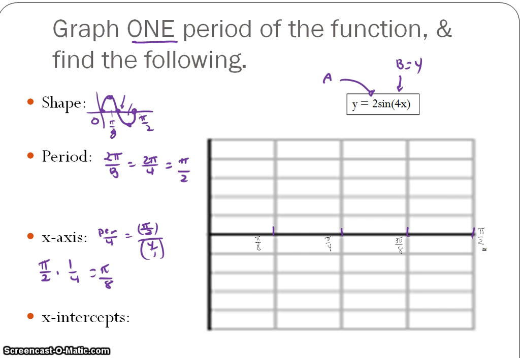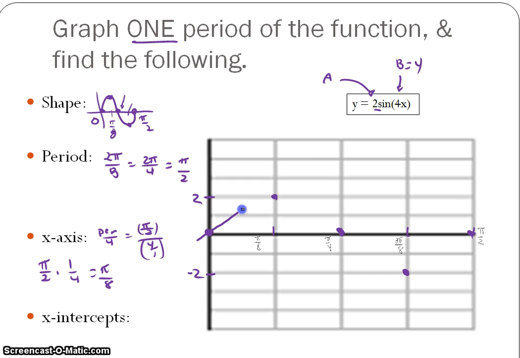x-intercepts. So it's a sine function. Sine starts at the origin. It's going to go up to its maximum of 2, since its a is 2. So I'm going to label 2 and minus 2 on my y-axis. So at the first key point, it's going to go up to its maximum. Then at the next key point, it goes to the midline. Next key point, it goes to its minimum, which is minus 2, and then it goes back.